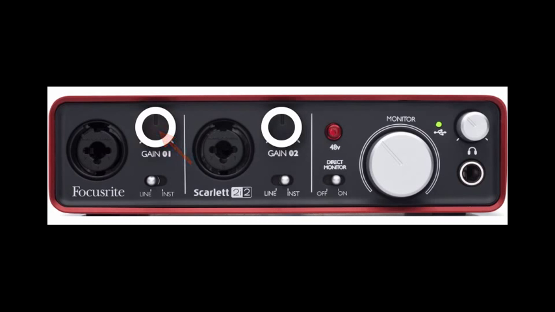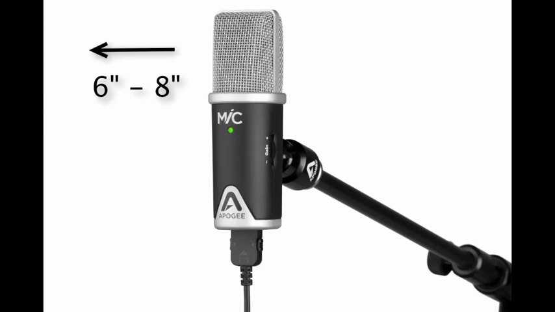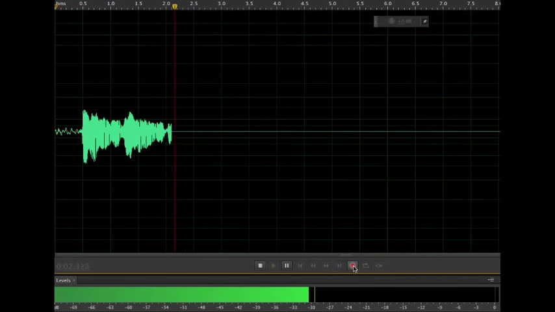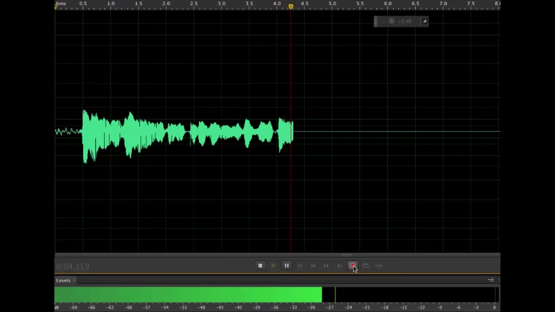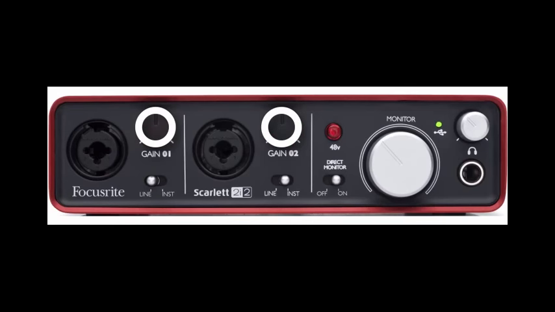So let's quickly run through the motions of dialing in our levels at the interface, and then we'll circle back and take a look at the meter levels inside our recording software. First, position your mouth 6 to 8 inches away from the mic, and then speak at the same volume you plan to use on your actual project. Next, adjust your gain control while speaking into the mic until the loudest part of your script causes the meter to read yellow.